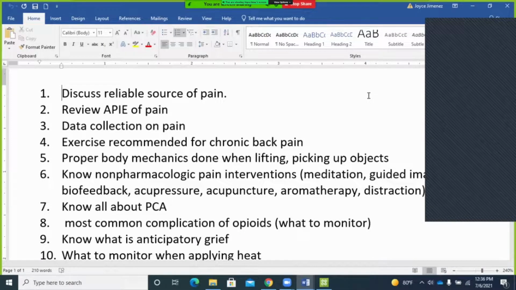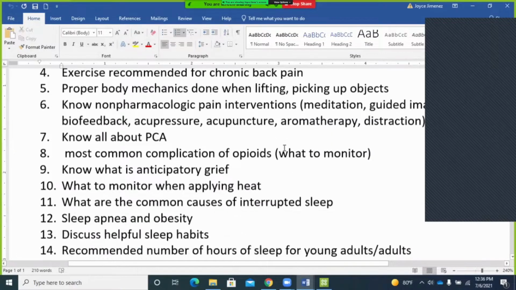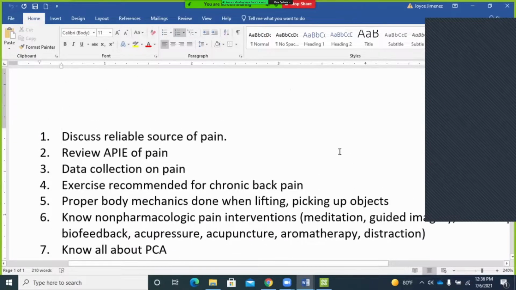What are the physiologic effects of pain on vital signs? Elevated blood pressure, rapid heart rate, raise in temperature. Everything is increased, no? Okay? And then it depends again.